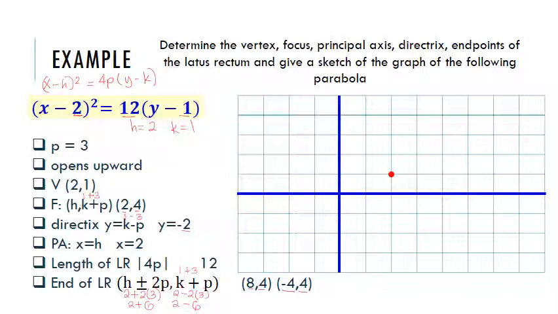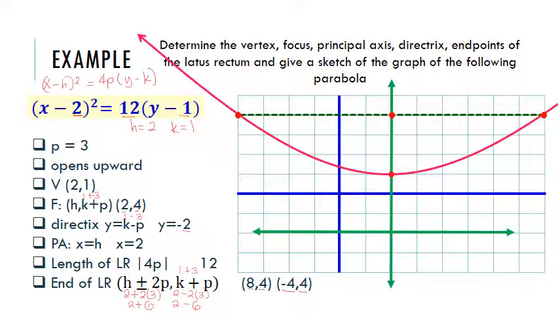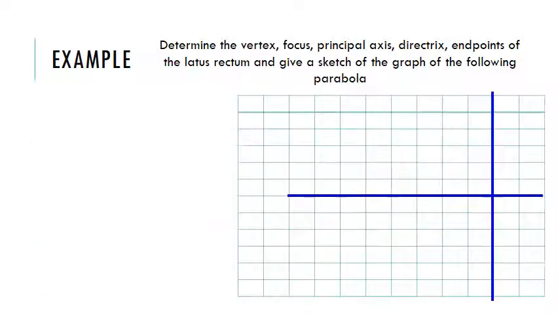Vertex natin is 2, 1. I assume lahat kayo marunong mag-plot ng point sa Cartesian plane. Ang focus ay 2, 4. Ayun, 2, 4. Directrix is y equals negative 2. Ang negative 2 ay nasa ibaba. Ayan. Principal axis is x equals 2. There. At ang ating endpoints ng lattice rectum ay ito. So, connecting the dots. Yan.